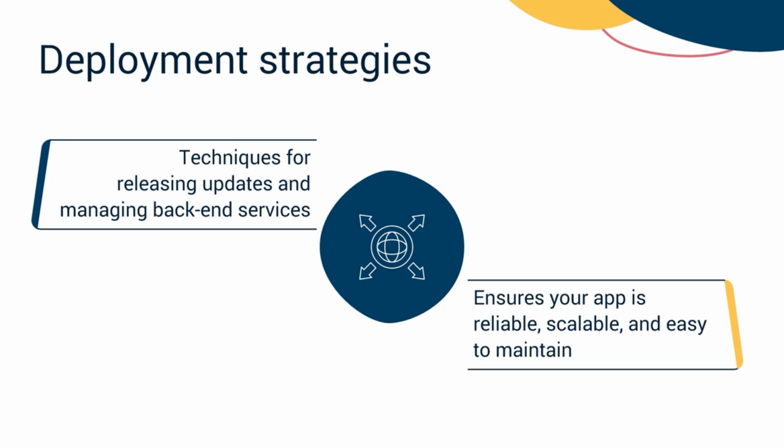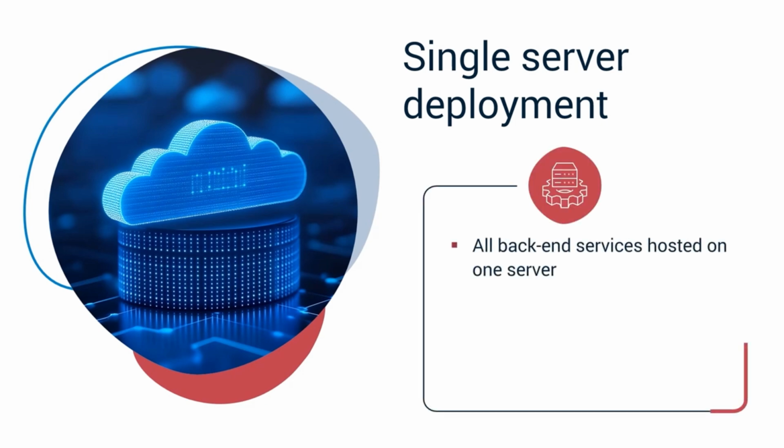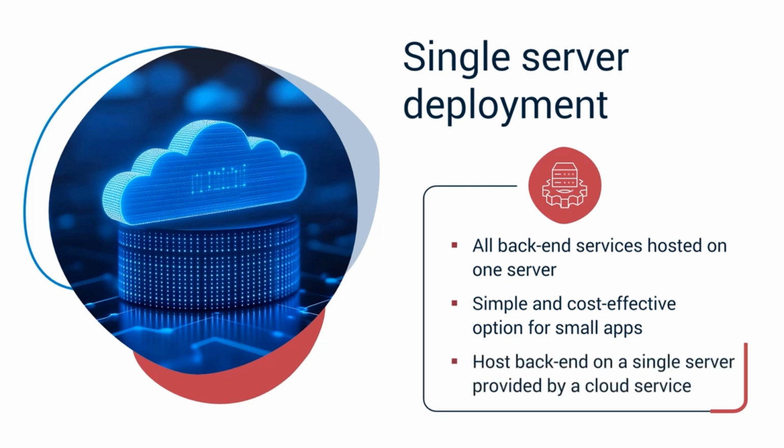Let's look at some of the most popular deployment strategies. The first strategy is the single server deployment, in which all backend services are hosted on one server. It is the simplest and most cost-effective option for small applications or startups. For instance, suppose you have a small recipe app. You might host your backend on a single server provided by a cloud service like Amazon Web Services or AWS or DigitalOcean. This setup is easy to manage and can handle moderate traffic.